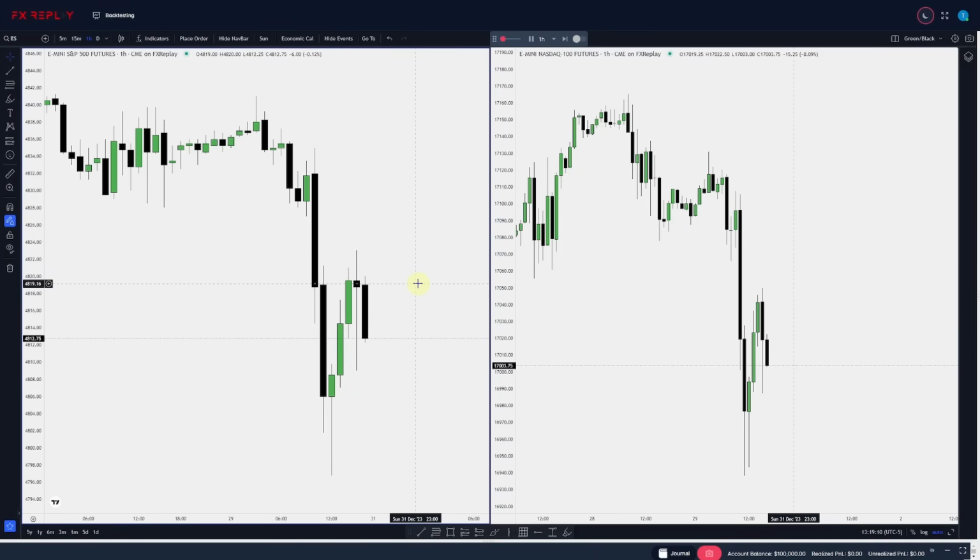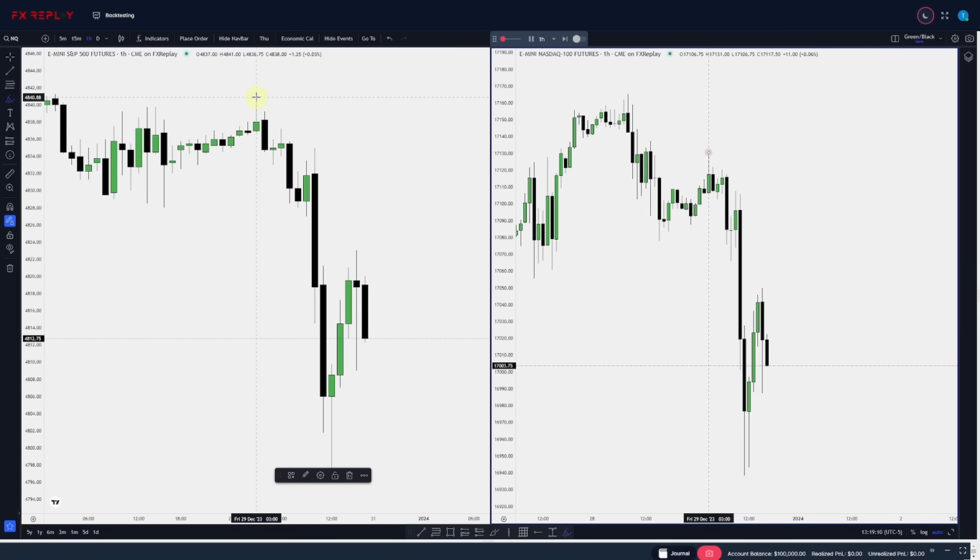So here we are in FX Replay, and that's what we're going to be using to replay this, as it makes it a lot easier to see the SMTs. Now, just taking a look at the structure here, you can see we have a high, and looking at the same time over here, we also have a high. Then we have a low, and at the same time, we have a low. Then we have another high, and another high.